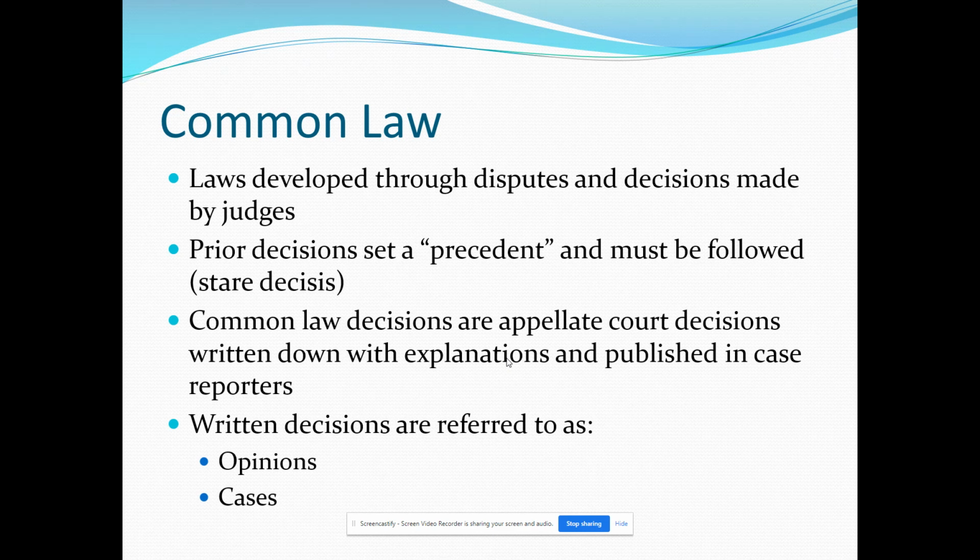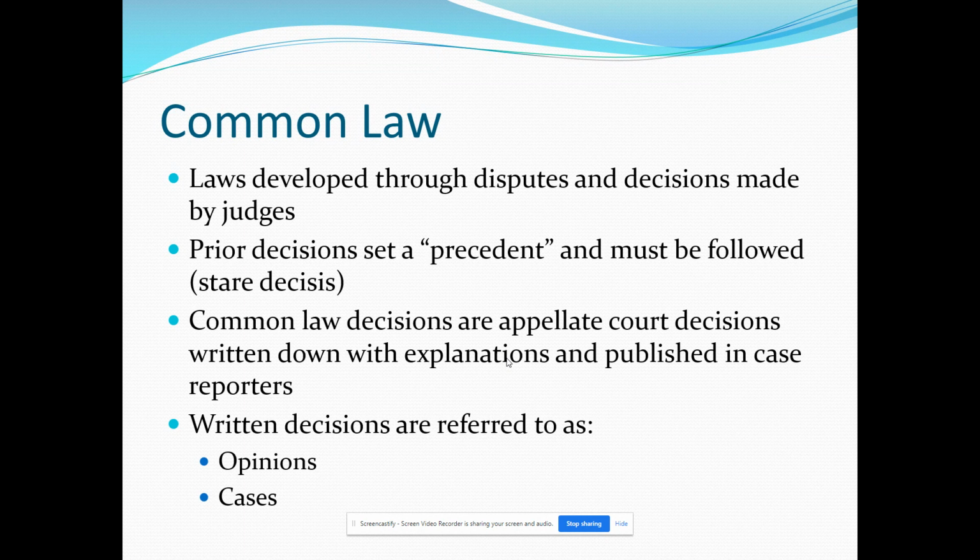Okay, the appellate court, which is a panel of judges, makes a decision, and they write a written opinion, and that written opinion becomes law. And that's what we look at. That's what we're reading when we are reading case law. And prior decisions made by these appellate courts set what we call a precedent. Okay, precedent must be followed by future judges.